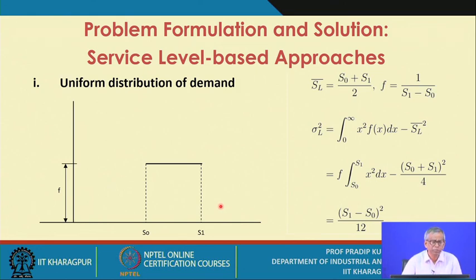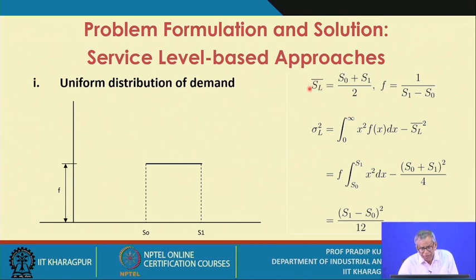Now let us first talk about the uniform distribution of demand. The first thing you must know is, given a distribution, what is the expression for the mean and what is the expression for the variance. Here for this particular distribution, that means the continuous type uniform distribution, you have the interval between S0 and S1, and for any value between S0 and S1, the probability remains the same. So this is the notation, that is F, the probability density function.